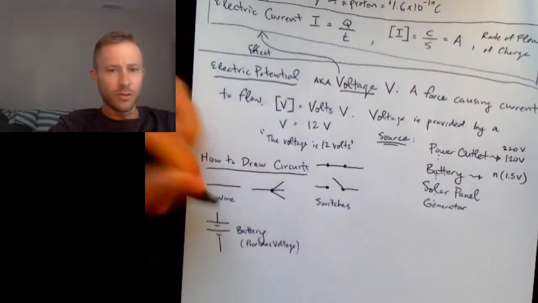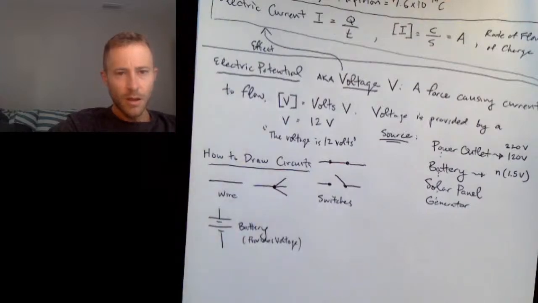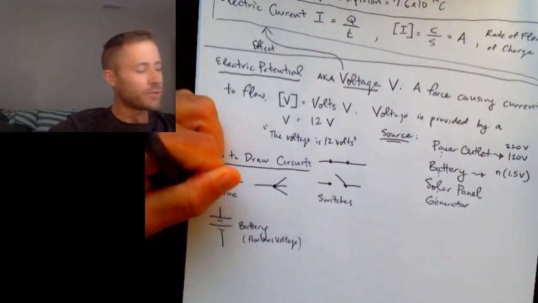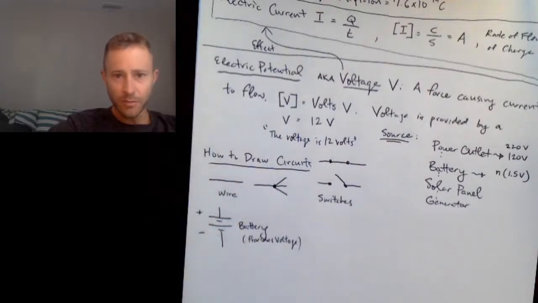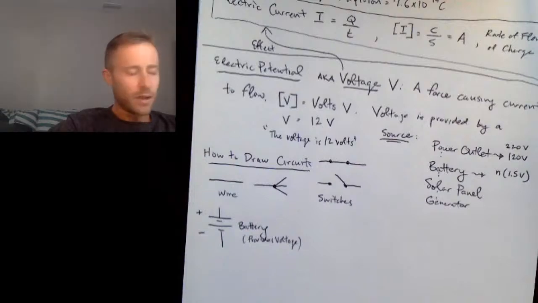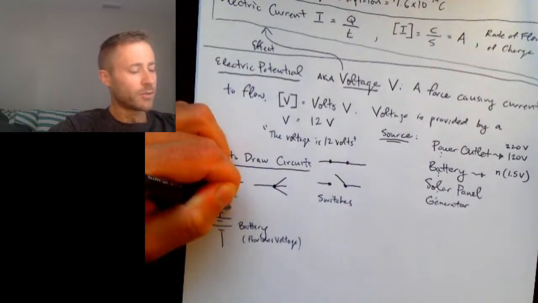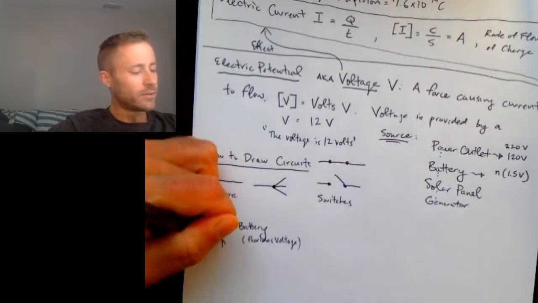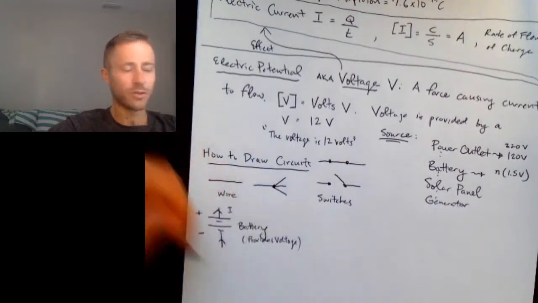And so you can see that the symbol for battery is like long line, short line, long line, short line. And the longer line side is the positive terminal, and the shorter line side is the negative terminal of the battery. And the current flows out of the positive terminal. Okay? And it flows in to the negative terminal. So that's the direction of charge flow.